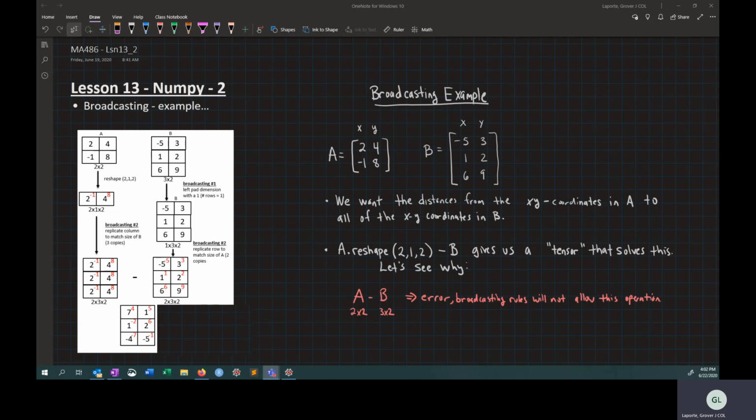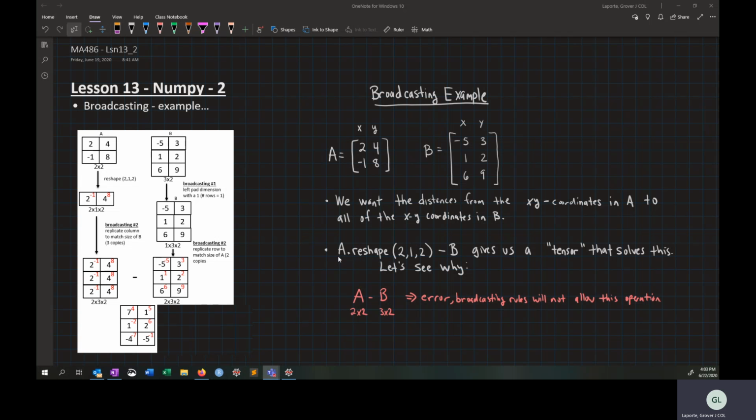So the broadcasting example that we're going to talk about is one where you're given a set of points, and these are XY points. So 2, 4 is position 2, 4, and -1, 8, right? So that's 2 points in the Cartesian coordinate system, two-dimensional points. And then I've got -5, 3, 1, 2, and 6, 9, and I want to find the distance, or the squared distance, from each one of these points to each one of these points. And so that's the idea. We want to find the distance. Okay, so you can kind of read that.